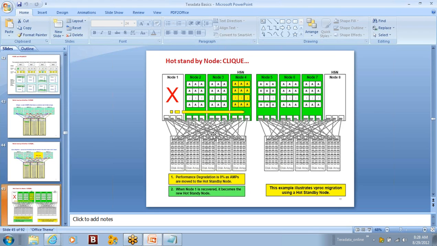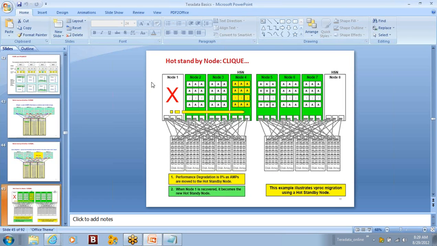So this configuration is a bit costly, because we have to have an idle node sitting without doing anything. It waits for the node failure within that clique, and if any node fails within the clique, then automatically the virtual processors will migrate to the hot standby node and will continue accessing the data.